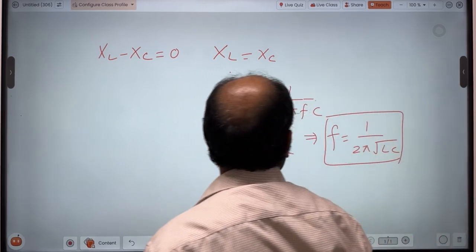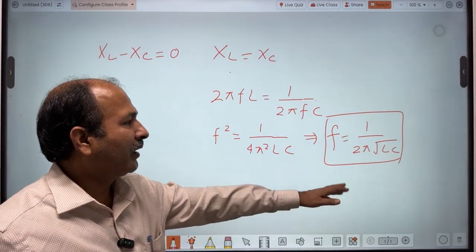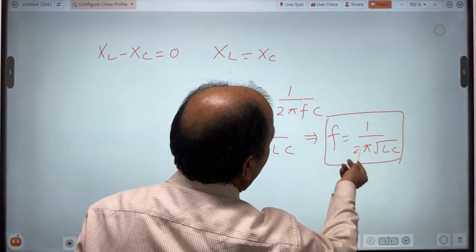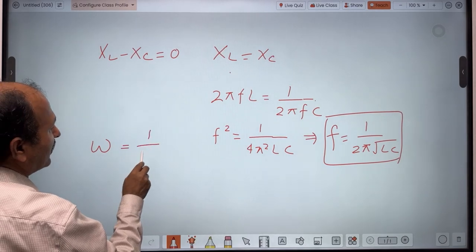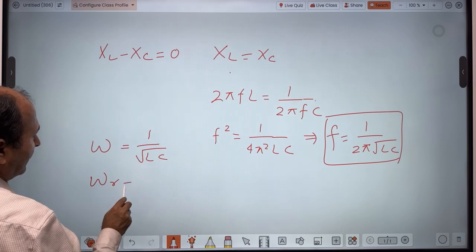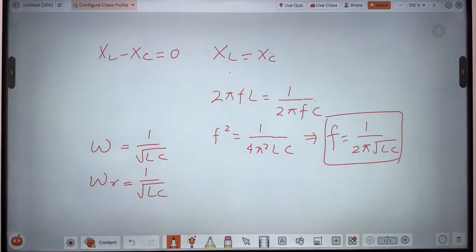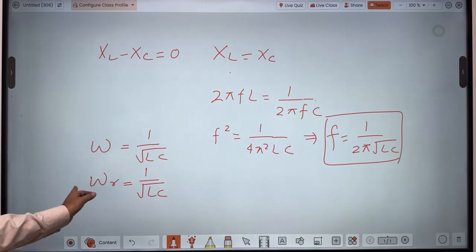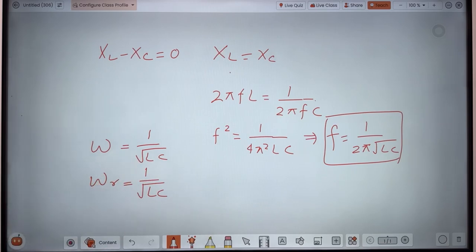This is resonant frequency, right? Suppose we want to write it in terms of omega, angular frequency. So we can take this 2 pi term to LHS. So we will get omega equal to 1 upon root LC. This can also be written as omega = 1 upon root LC. So this is the condition for resonance, and we have found resonant frequency and corresponding angular frequency.